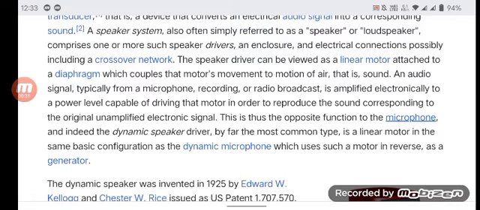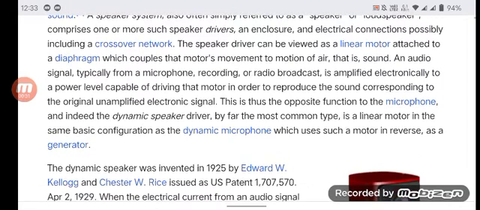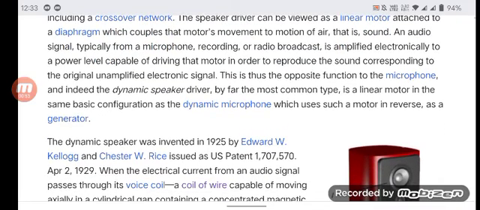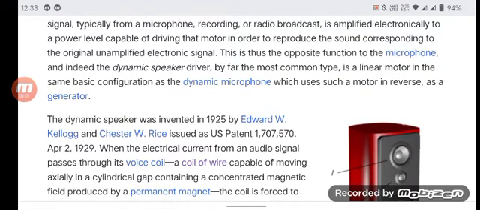The speaker driver can be viewed as a linear motor attached to a diaphragm which couples that motor's movement to the motion of air. That is sound. An audio signal, typically from a microphone recording or radio broadcast, is amplified electronically to a level capable of driving that motor in order to reproduce the sound corresponding to the original unamplified electronic signal.